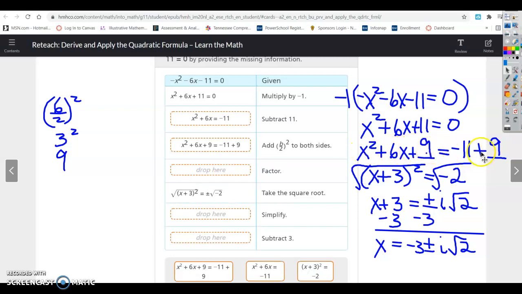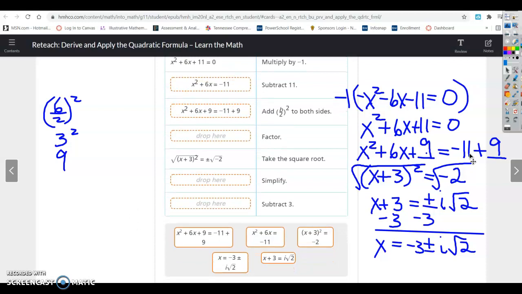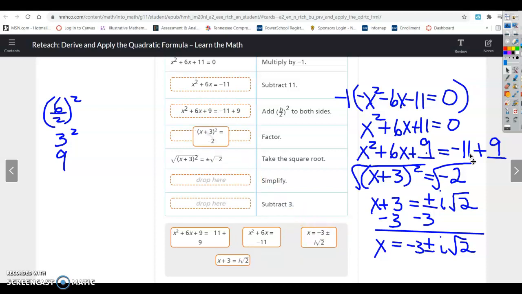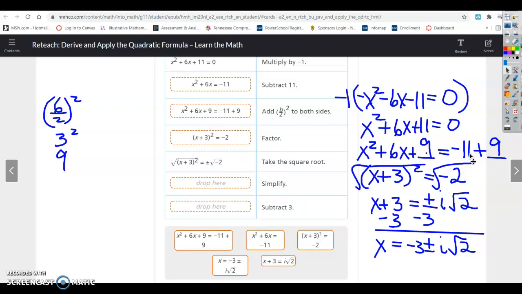Which we did in this step right here. And then after that, you're going to factor. So you have to be able to factor x squared plus 6x plus 9. So that's going to be this one. And then we take the square root of both sides. And then to simplify the square root, that's when you bring the i out.